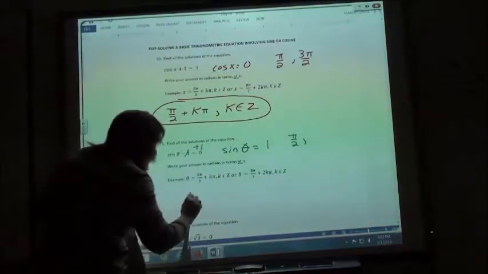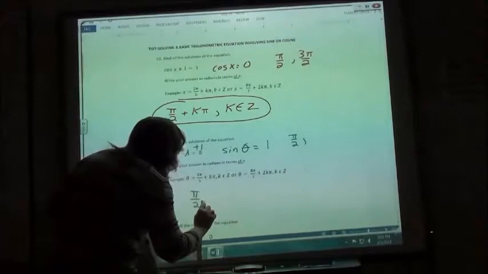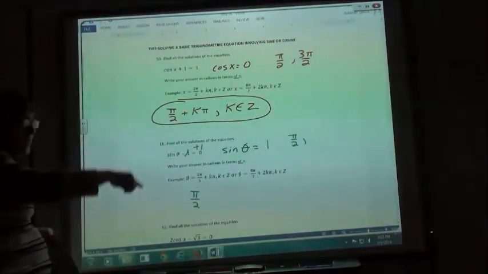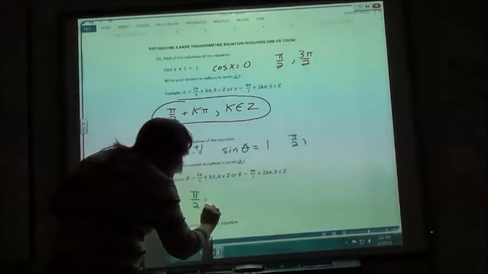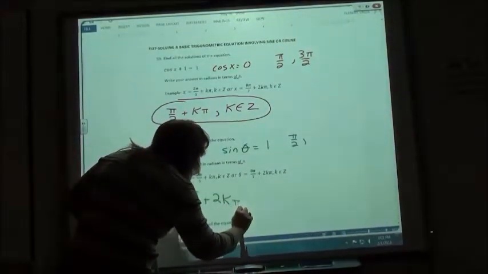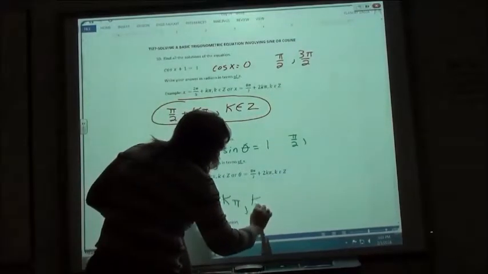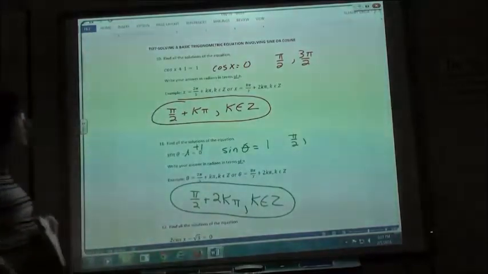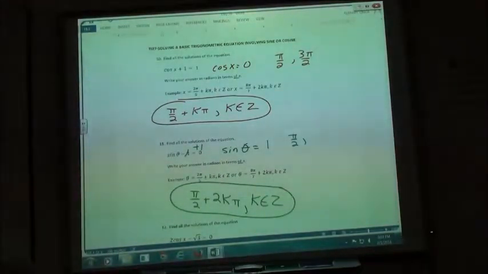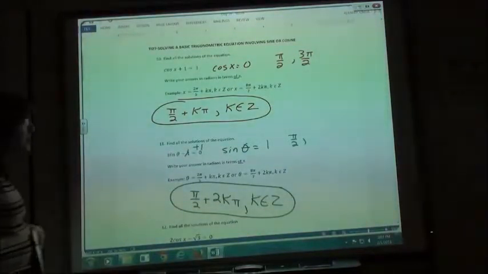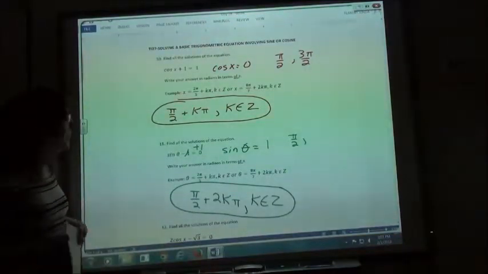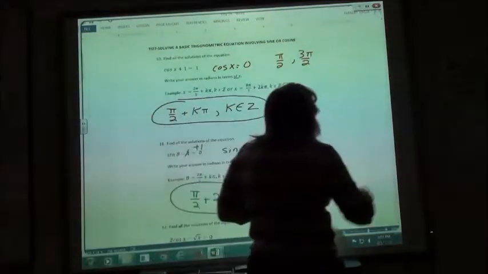Now on this one, since my period is 2 pi, it's going to be at pi over 2, and I'm just going to keep going around my circle. This one I'm going to use 2k pi, and k has to be an element of z. So we only had one place on our circle, and to get around our circle every time we have to go 2 pi, 2 pi, 2 pi. So our answer looks like that. Normally we'll have two answers, but we only had one that was equal to sine of theta equals 1.